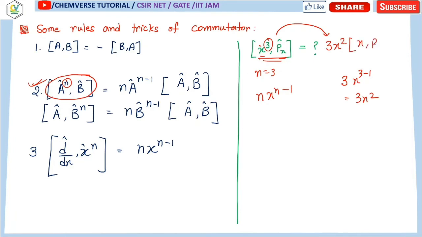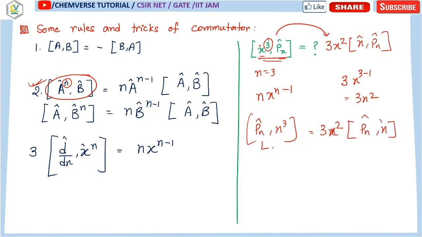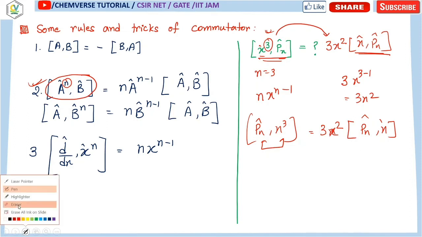Now we will write it in the form of this one. Suppose it is written in this way, the commutator px, x cube. Then we see that it is 3 into x square, n into x to the power n minus 1, and then inside there will be px, x. Why? Because it is written in this form, px, x. But in this question it is written in x px form, x cube px, that means x first then px. So we will write the commutator in this manner. Clear? Okay.